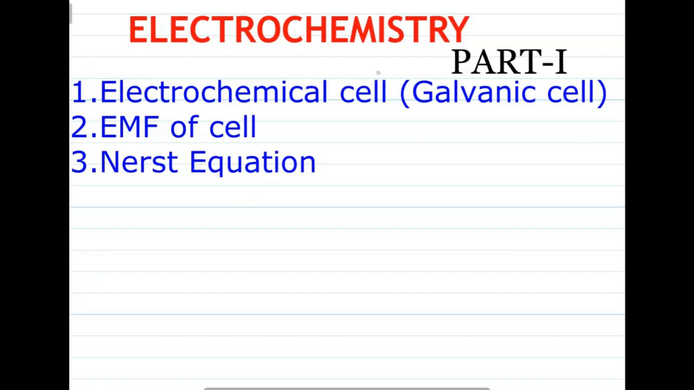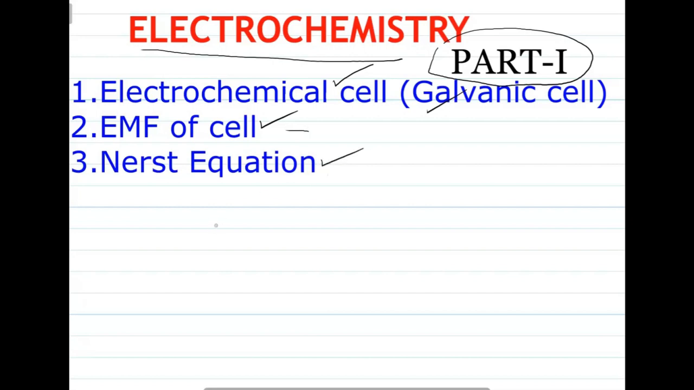Welcome back. Today we will discuss chapter one, the most important chapter in physical chemistry, that is electrochemistry. The total electrochemistry we are going to study in three parts. In part 1 we will discuss the electrochemical cell, especially the galvanic cell and EMF of the cell, EMF calculations, the Nernst equation and Nernst equation calculations. All these we'll discuss.